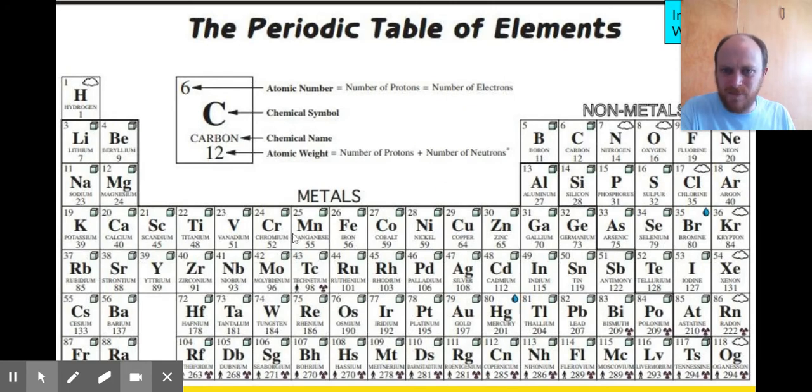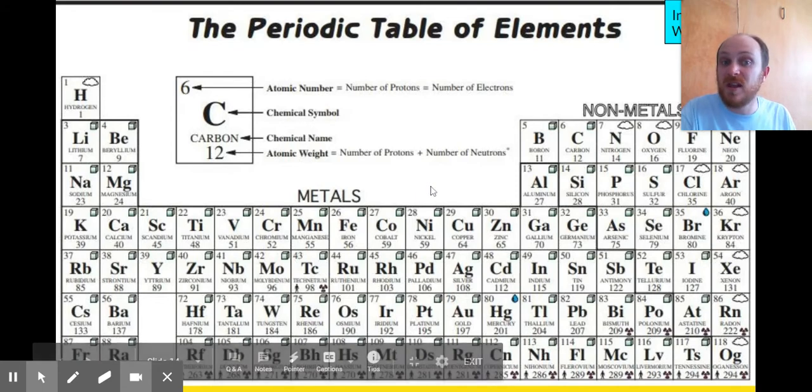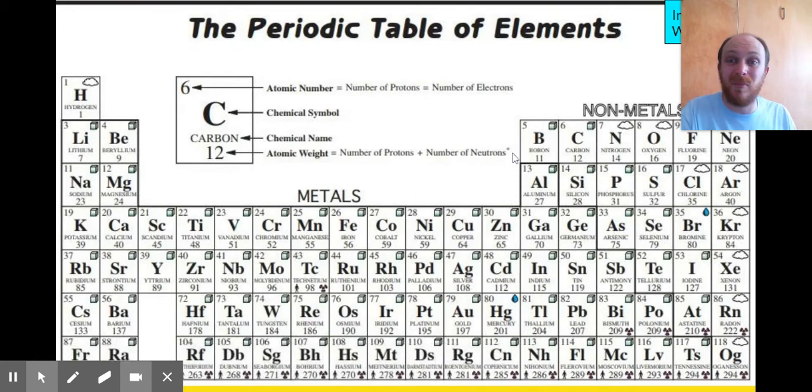But I want you to see that each of these boxes is an element, a type of atom. They have different numbers. The number at the top, as you can see in this example, is the atomic number. It is the number of protons. You don't really need to know what that means. We're not going to learn about that. But it's also the order that they're in.